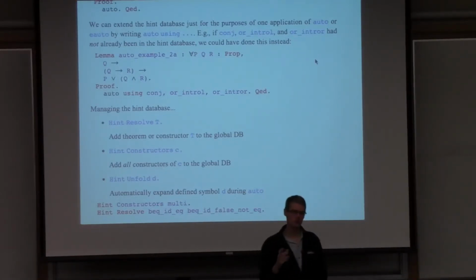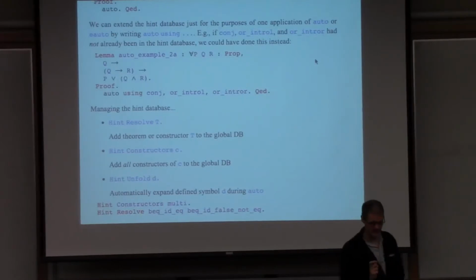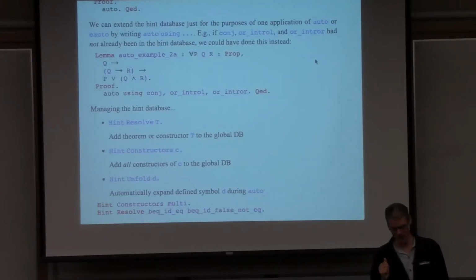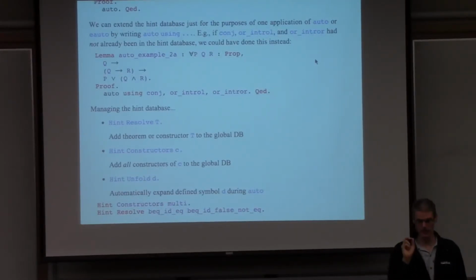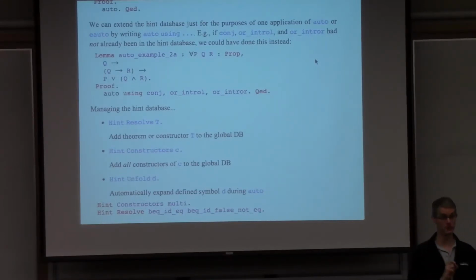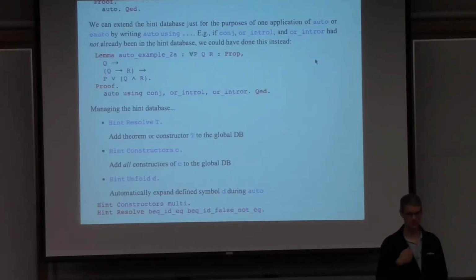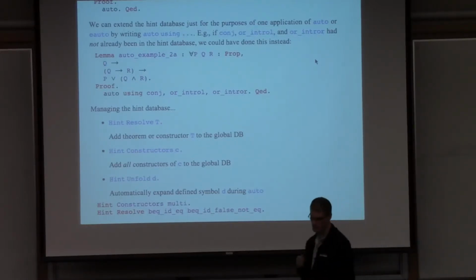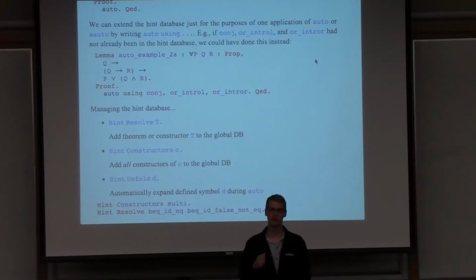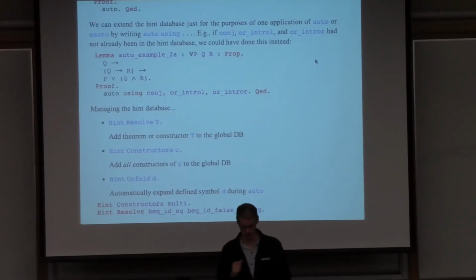And then hint unfold is a little bit different. It doesn't add a theorem, but it allows auto to do a little bit of automatic unfolding, which it by default doesn't do as it's doing its proof search. So hint unfold may enable some other applications.